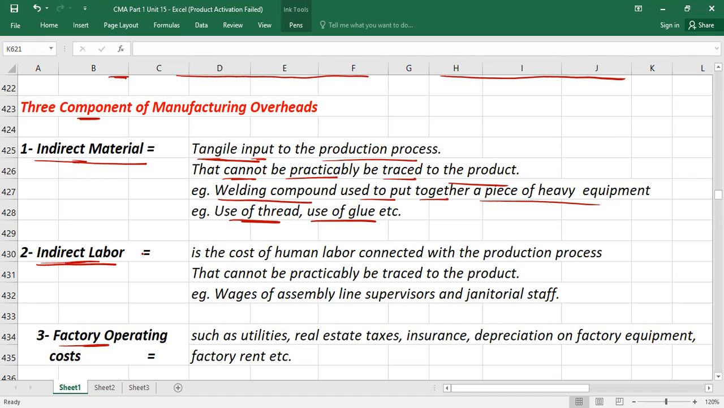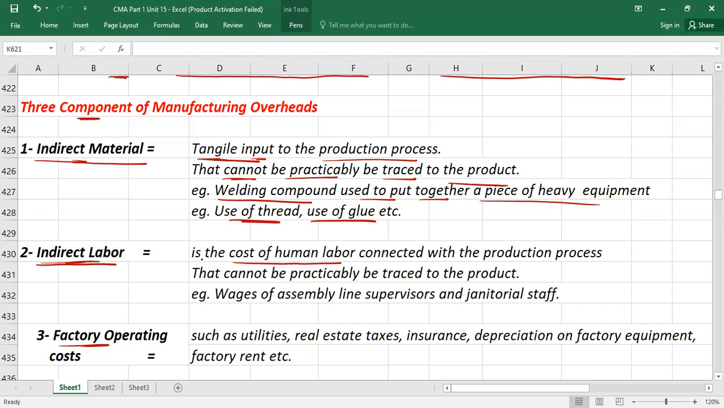Then we have indirect labor. It is also part of overheads. So what is indirect labor? It is the cost of human labor. Obviously, when we manufacture some product, sometimes we need people who can work on the product. Some people are directly working on the product, so we say that is direct labor. But there is some labor which is not directly working on the product, for example janitorial staff, cleaners, sweepers. You may have a production manager who is not manufacturing the product by hand, right or wrong? So these people are called what?